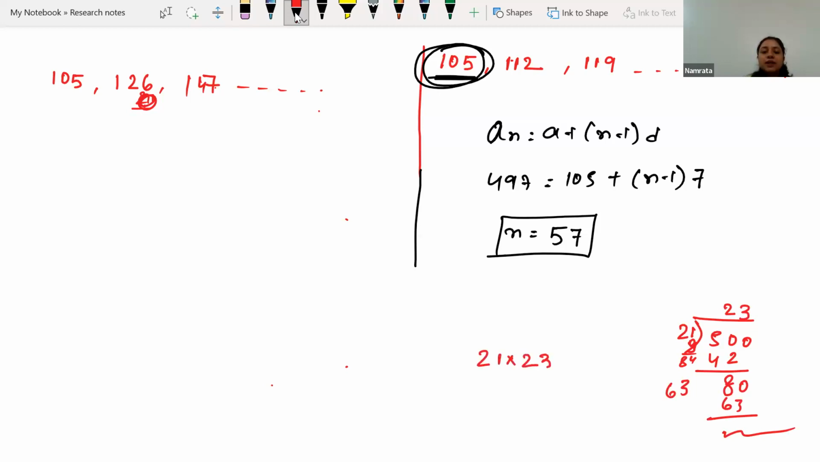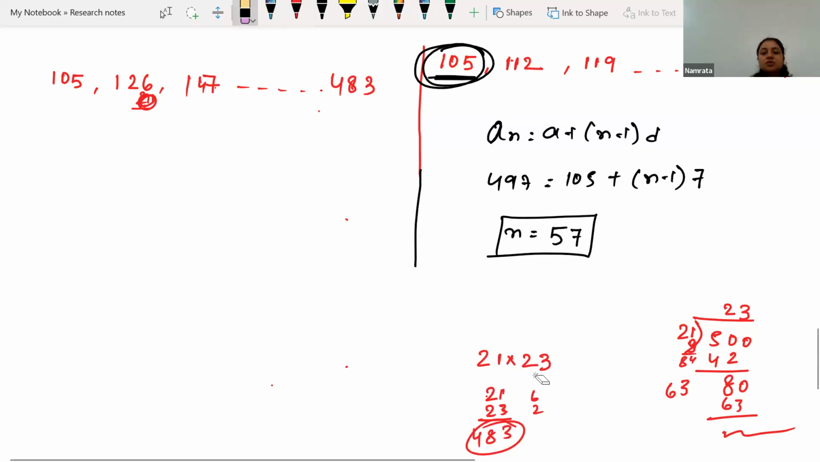So 21 into 23. If we multiply 21 with 23, we get 63, 126, which gives 483. Okay, you can do double digit multiplication by taking time. So you will be getting 483. Is it clear so far?